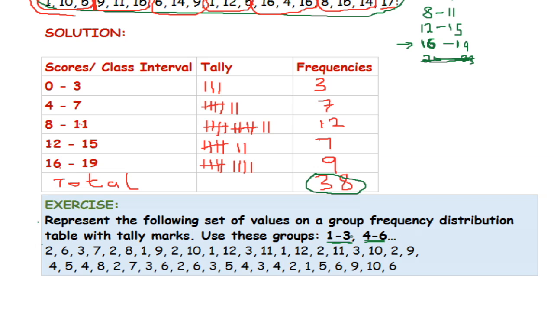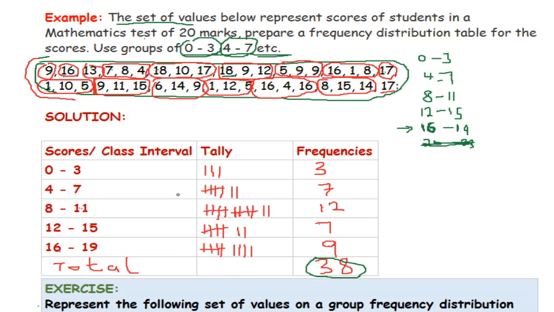So between 1 and 3, how many digits are there? We have 1, 2, 3. There are 3 digits between 1 and 3, inclusive of 1 and 3. So inclusive of 4 and 6, there are also 3 digits, 4, 5, 6. So your job is to draw up a frequency distribution table, just like I've done in this example.